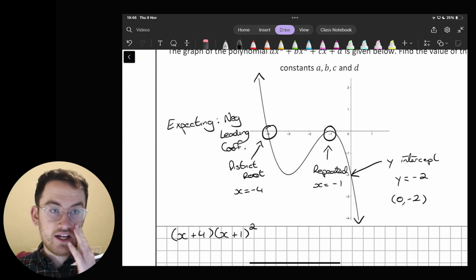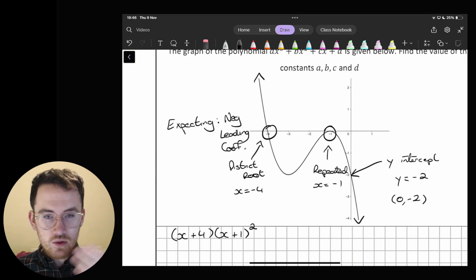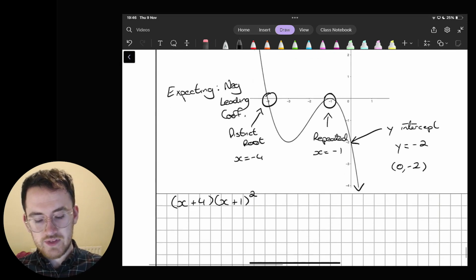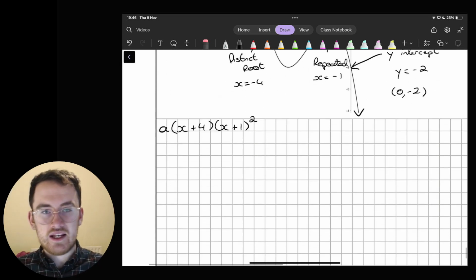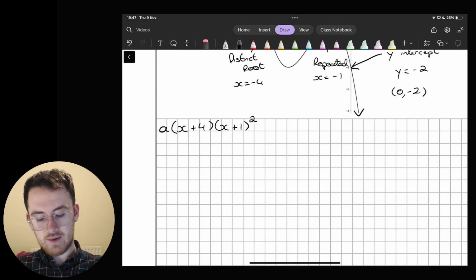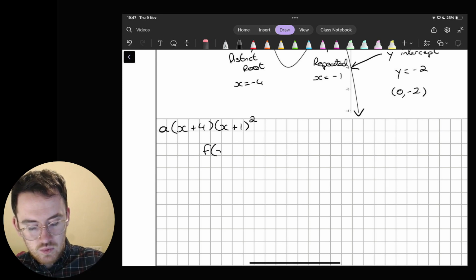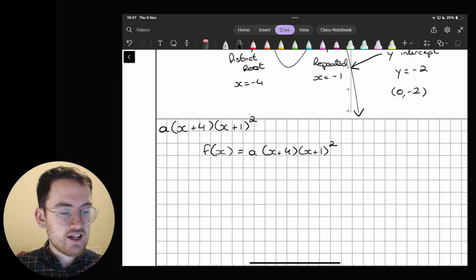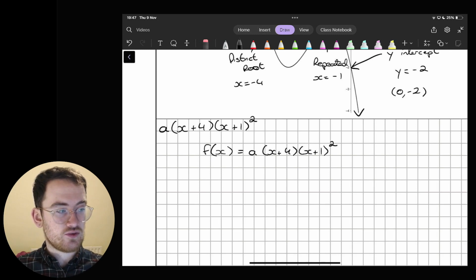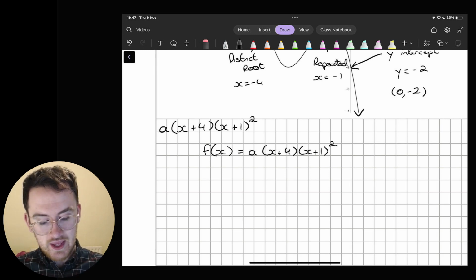So that's a reminder to me looking at this question that there is going to be some sort of constant part. We should always check for it, but in case we forget, we should know from looking at the graph that it's not just going to be these two factors multiplied by each other. So I have to also include my little expression there. And we can use a, because that's going to be my leading coefficient anyway. So let's just work it out. f of x is a times x plus 4 times x plus 1 squared. Okay, I can use a. I could also use a different letter if we wanted to. It wouldn't make any difference.